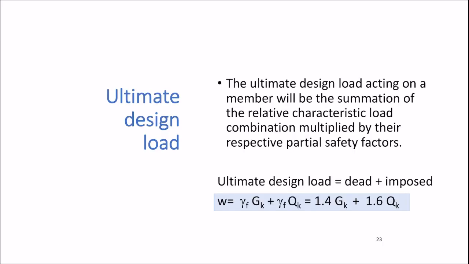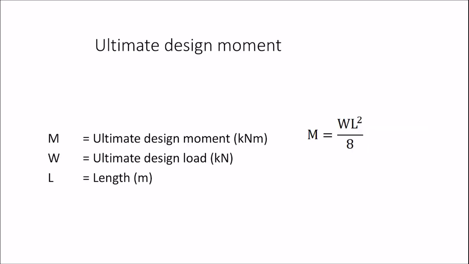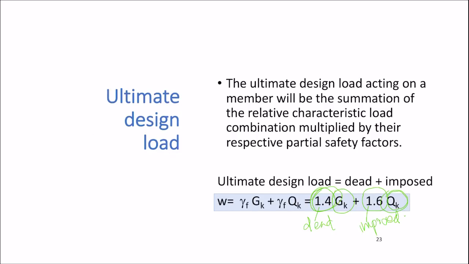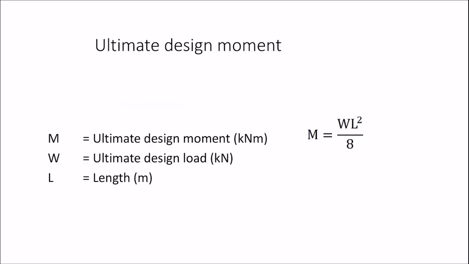The ultimate design load acting on the member will be the summation of the relevant characteristic load combination multiplied by their respective partial safety factor. So this is the one yang I explained earlier. This is the partial safety factors. Ini dead load punya. And this one imposed load ataupun live load. Yeah. After kita kira the ultimate design load using this formula, we're going to calculate the ultimate design moment using the formula of M equal to WL squared over 8.